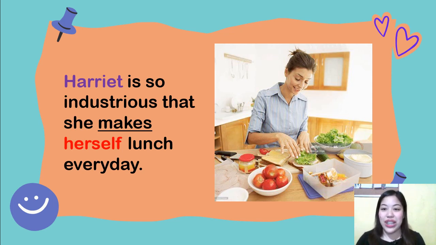Here it's already highlighted, but our subject is Harriet. The action is our verb makes. It's underlined right here. And the words that occur after the verb makes are no other than the direct object. So here, in this case, the direct object is herself. So we are emphasizing that Harriet did not need any help. She made her lunch every day on her own.